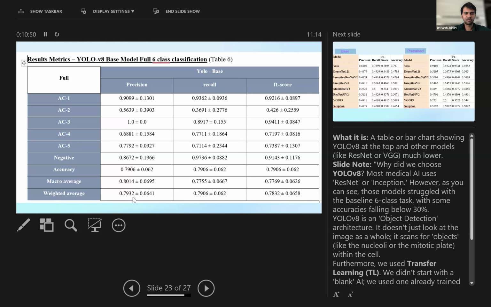So the overall accuracy was around 80%. For any AI model to be good, the accuracy should be above 70%. So our model had an overall accuracy of 79, and this was the base model. It means that it was not pre-trained on any medical images.